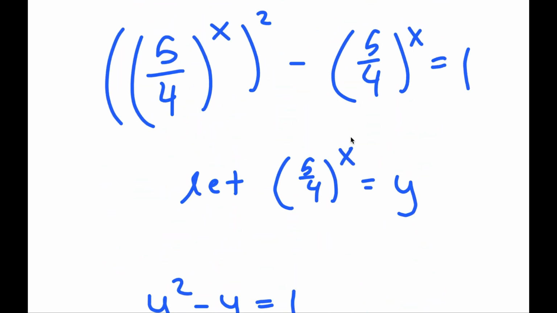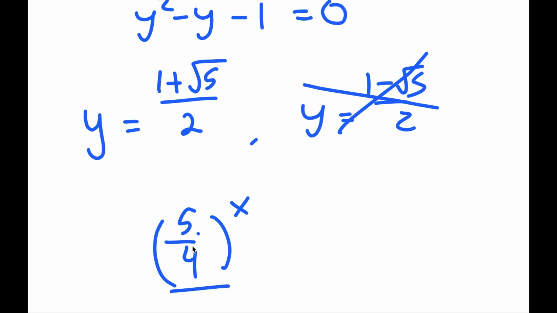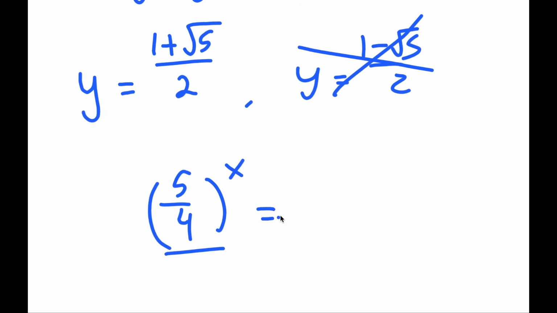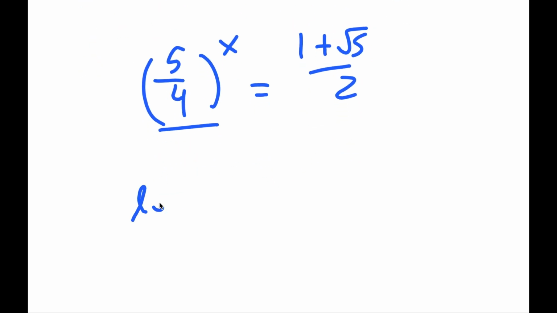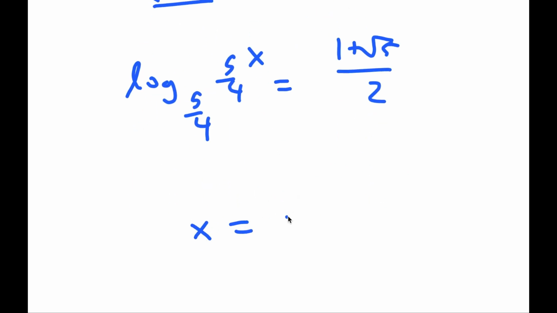So recall how 5 over 4 to the power of x is equal to y. Well, if 5 over 4 to the power of x is equal to y, we can't make this equal to a negative number because you can't take the power of a positive number and make it equal negative. So this is my equation here. And if I take the log base 5 over 4 on both sides, I get x is equal to log base 5 over 4 of 1 plus the square root of 5 over 2.